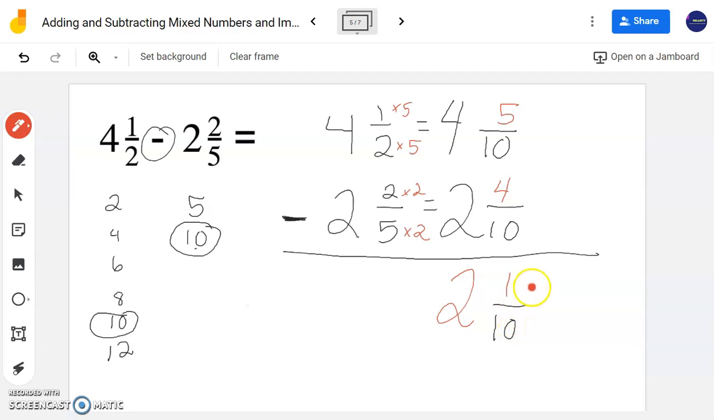Now, this is one way you can do it. This is an excellent way to do this work. You can also choose to draw out visual models. You can also choose to change this to an improper fraction and then subtract as well. Either way works. You pick what way works best for you. As always, I encourage you to refer back to this video at any time when you are adding and subtracting mixed numbers or improper fractions with unlike denominators.